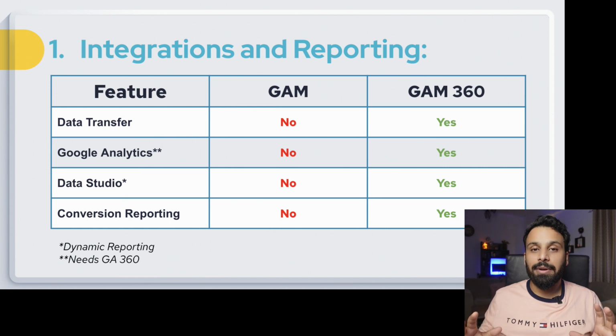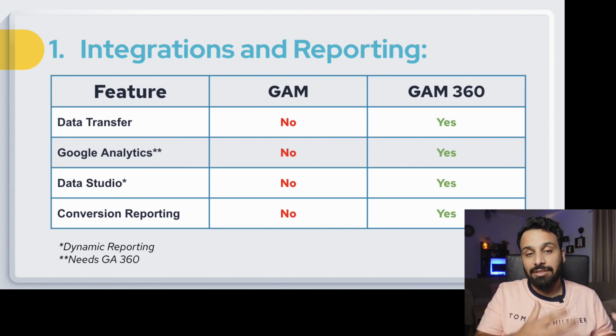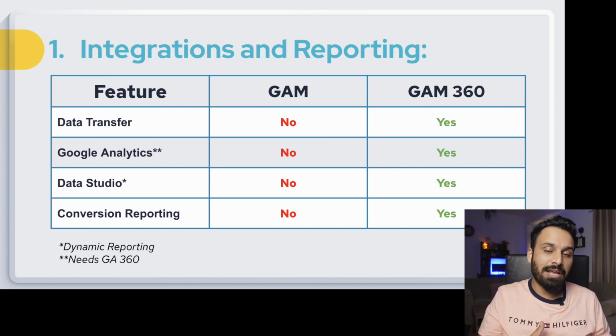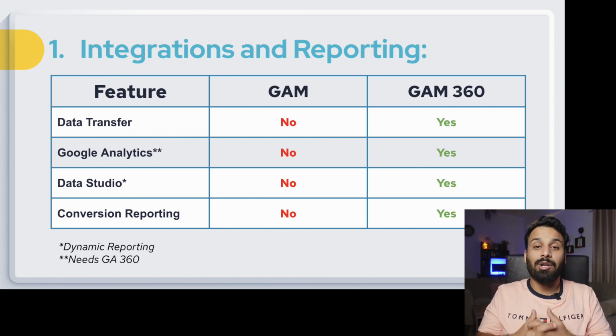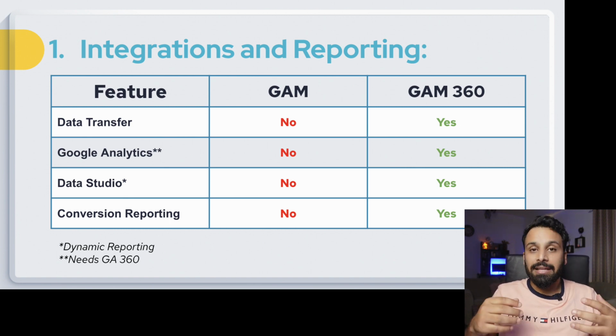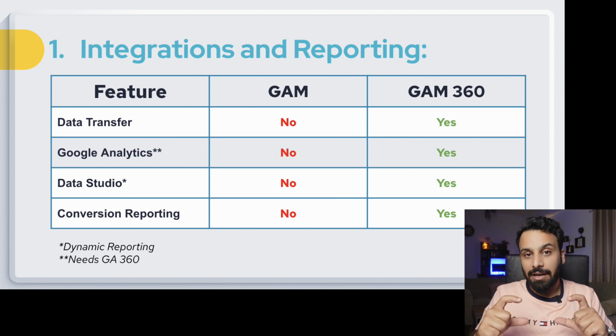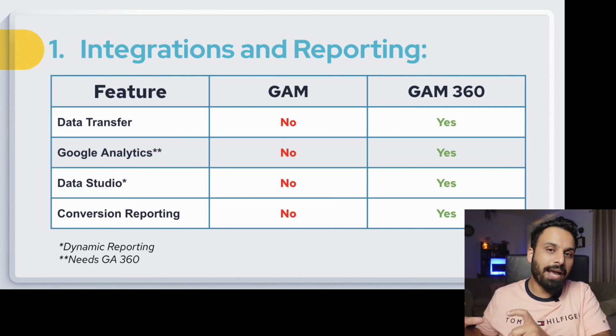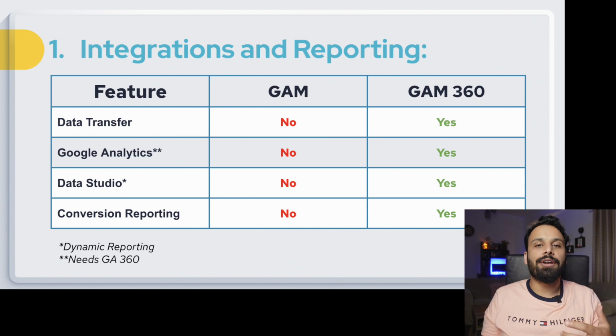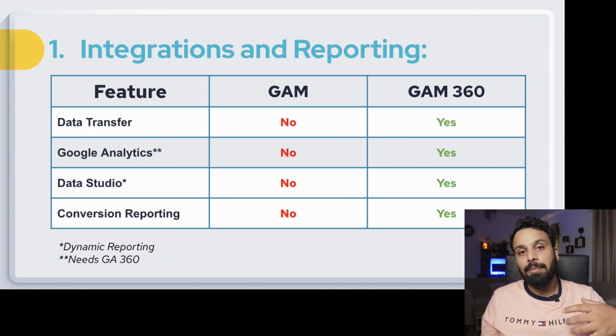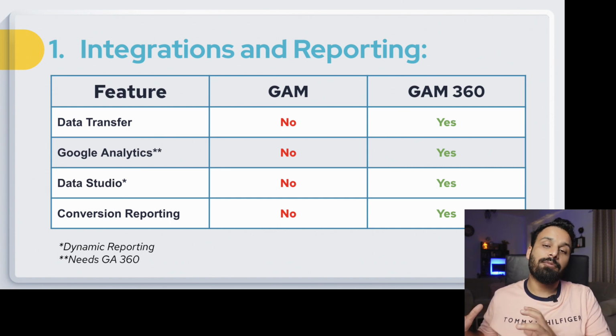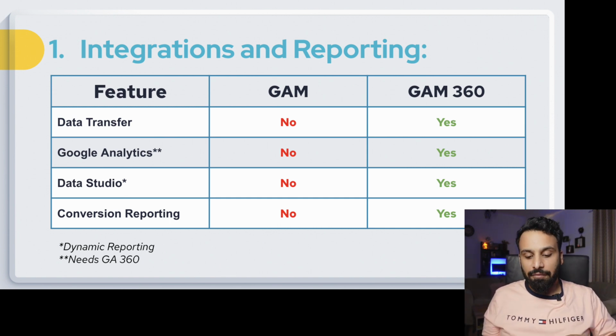You also have to remember that this data transfer does not just transfer data about impressions, clicks, CTRs, and all the metrics that we see in reports in Google Ad Manager. It has a lot more data, like the exact timestamps up to seconds and microseconds, and a lot more details. So this might be helpful for publishers like them. If a publisher wants a feature like this, they have to opt for Google Ad Manager 360, which is not available in Google Ad Manager.